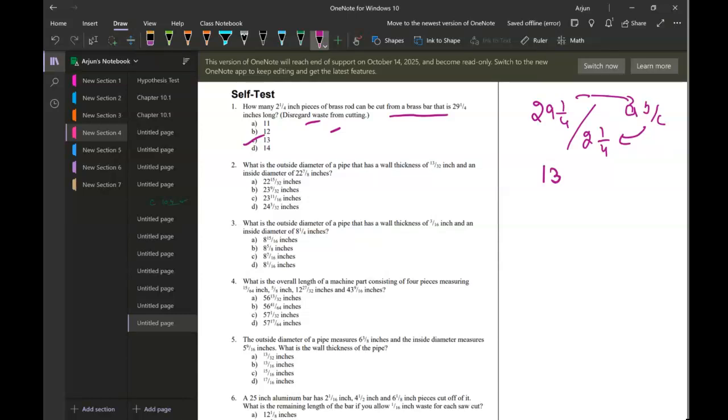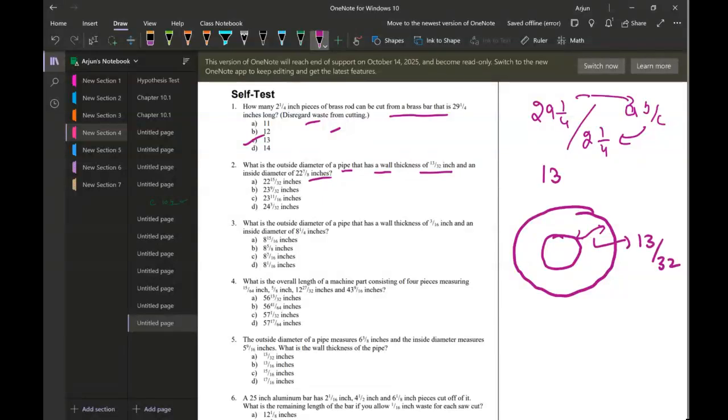Now, the next question, that is question number 2. What is the outside dia of the pipe that has a wall thickness of this much and inside diameter of this? So you are given the inside diameter of the pipe, and you are looking for the outside diameter, and the wall thickness is also given to you. Wall thickness is 13/32, and this inside dia given to you is 22 and 7/8.